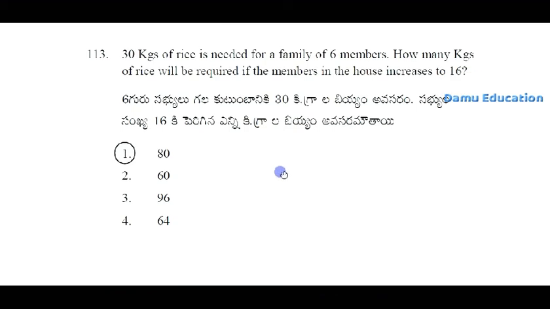Thirty kgs of rice is needed for a family of 6 members. How many kgs of rice will be required if the members in the house increase to 16? 80.